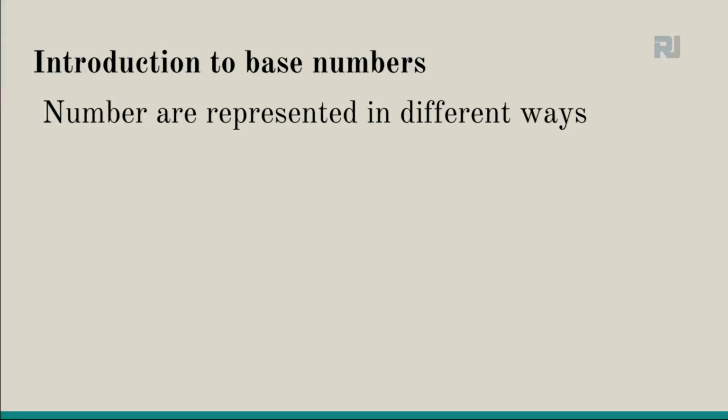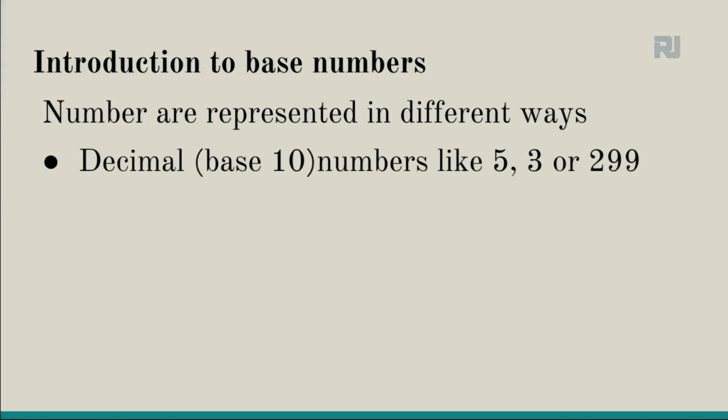So numbers are represented in different ways. For example, our decimal number, which is base 10, every 10 the numbers increment. We go from 0 to 9, and after that, when it reaches 10, we go to the next place value. For example, these 5, 3, or 299, these are decimal numbers.